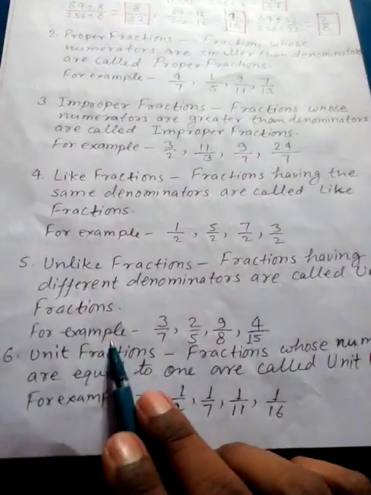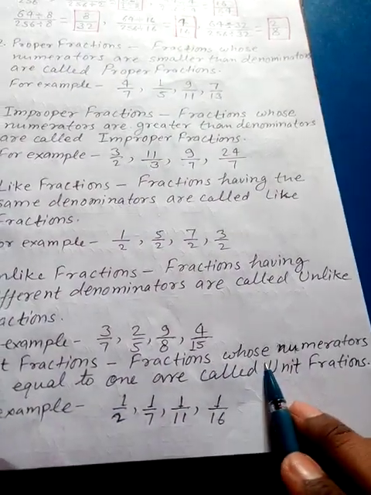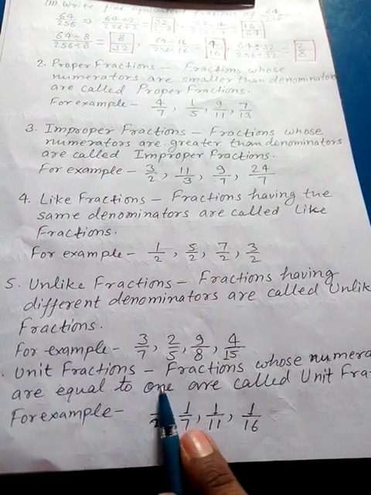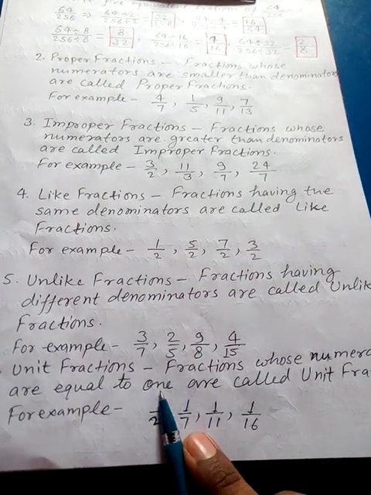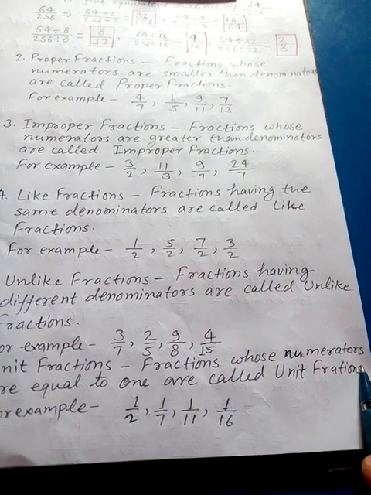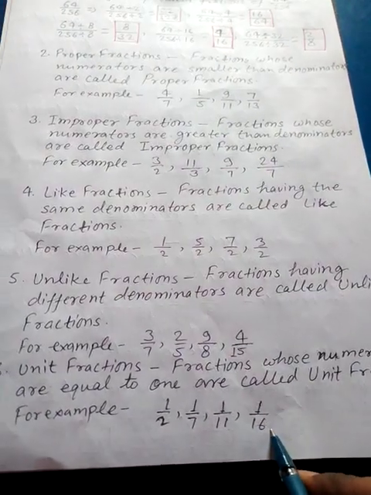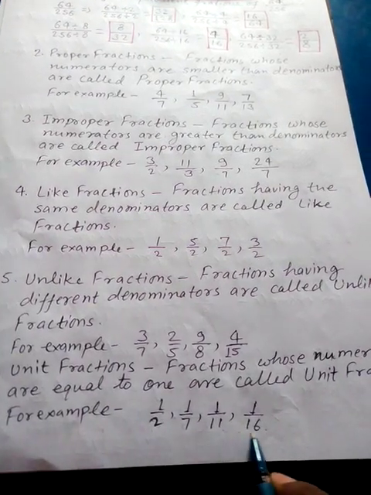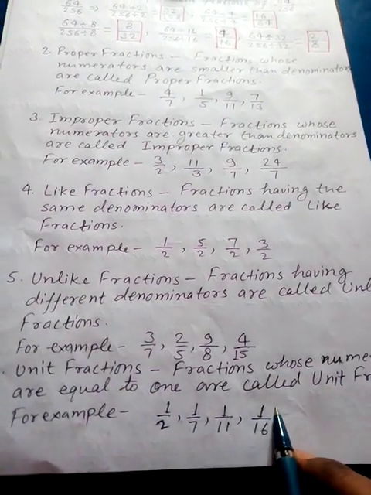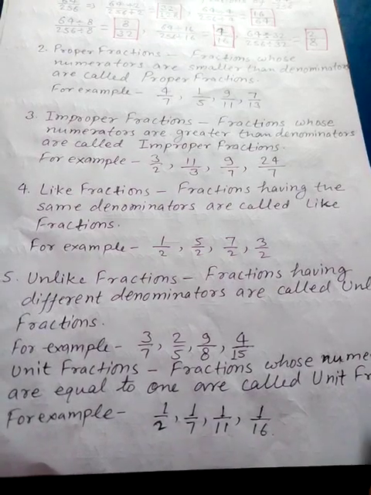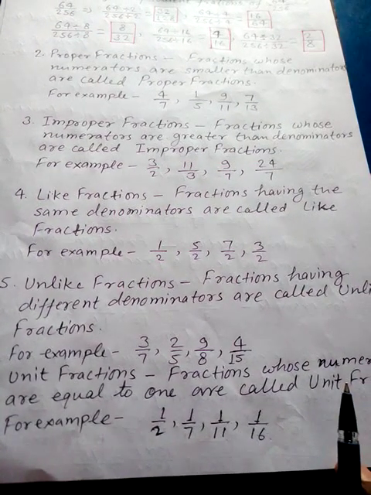Now, unit fractions. Fractions whose numerators are equal to 1 are called unit fractions. For example, 1 by 2, 1 by 7, 1 by 11, 1 by 16. In all these fractions you can see the numerator is 1. So these are called unit fractions. So my dear students, I think you understand the types of fractions today.